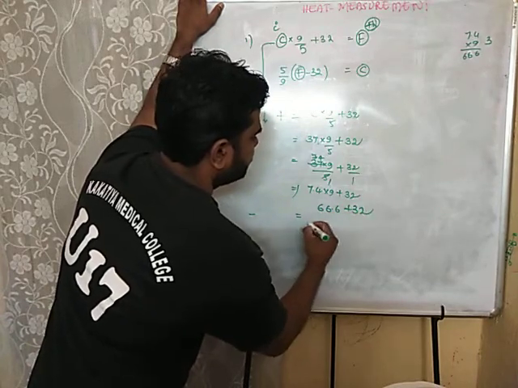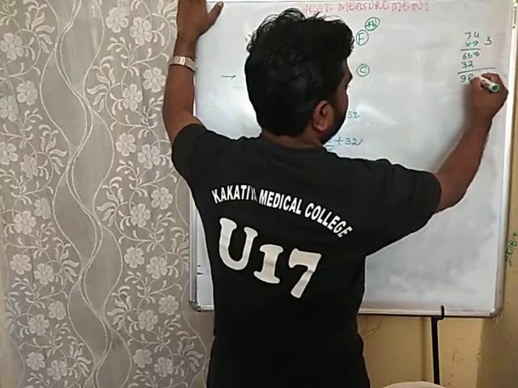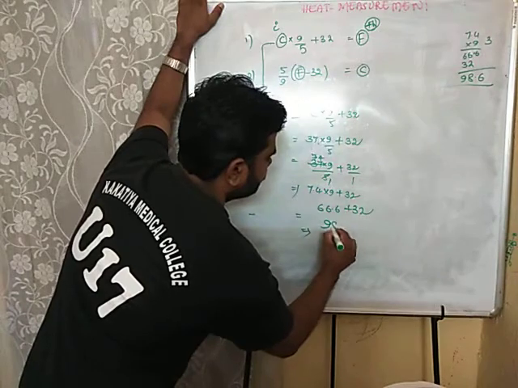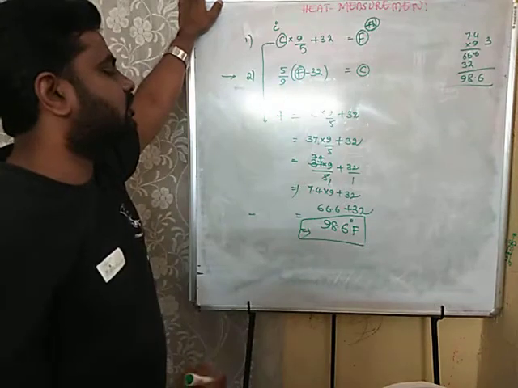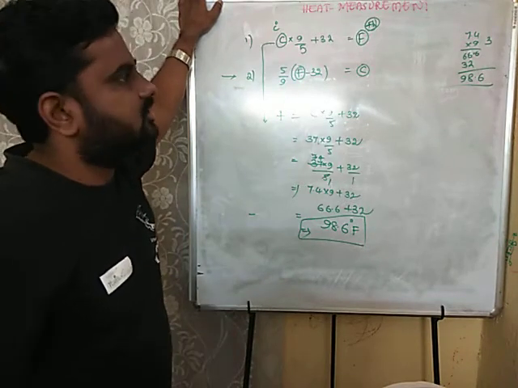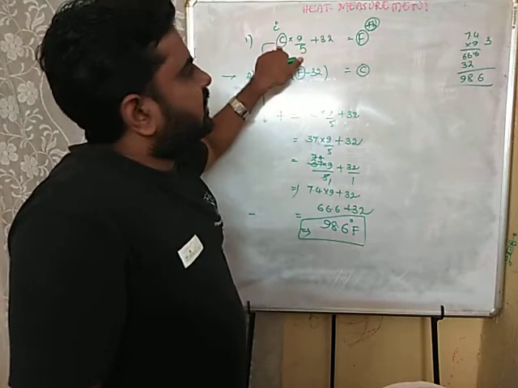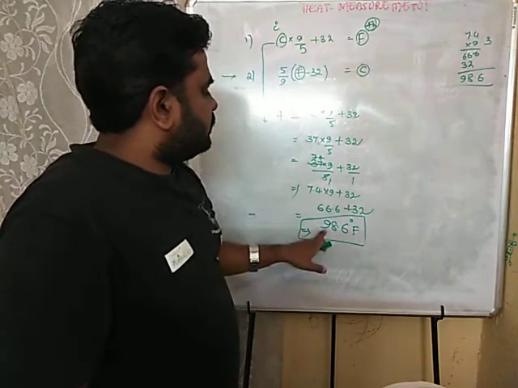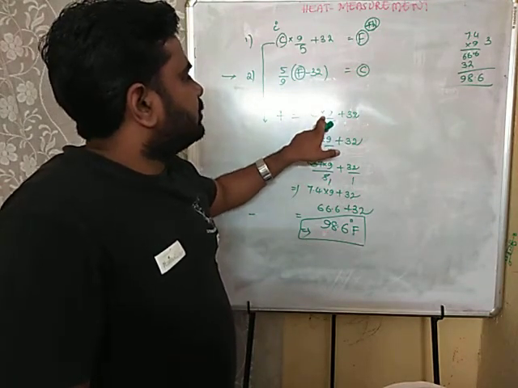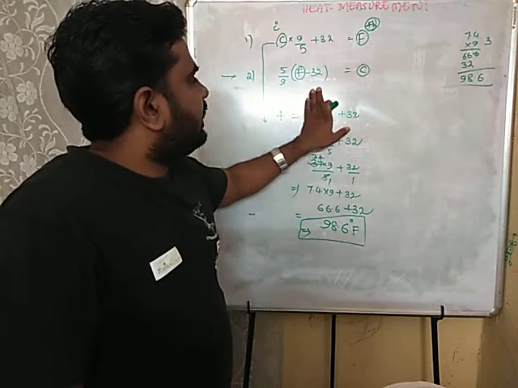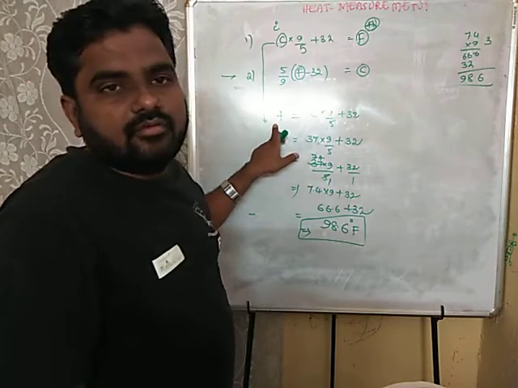So what is the answer here? 98.6 degree Fahrenheit. In this manner you have to solve this problem, isn't it? When a temperature is given in degree Celsius and it should be converted into Fahrenheit, what do you have to do? This is the procedure: substitute the C value, multiply it with 9 by 5, and add that value to 32, so that the temperature will come in Fahrenheit.